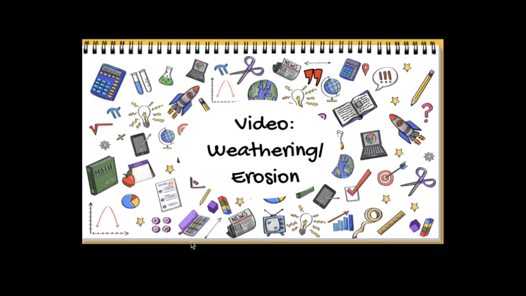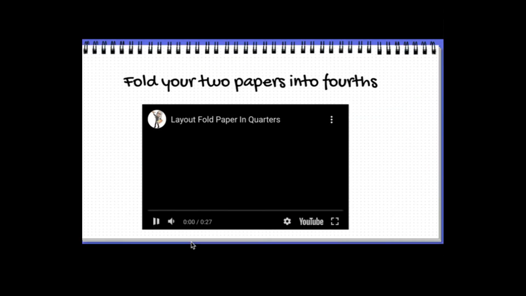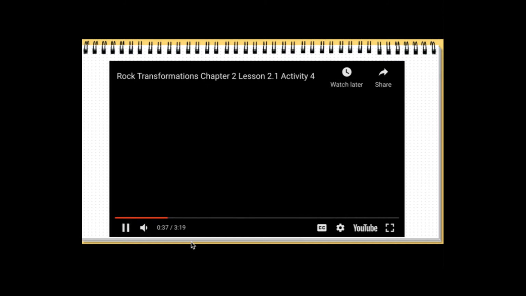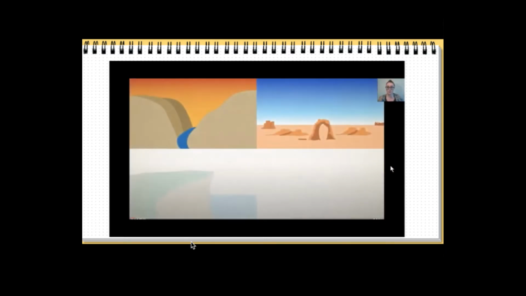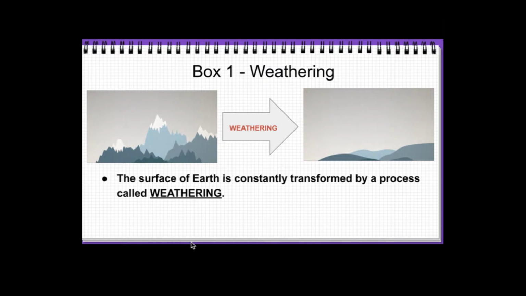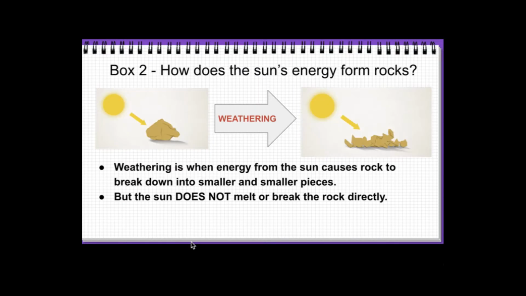So let's talk about weathering and erosion. Weathering: the surface of Earth is constantly being transformed by a process called weathering. Remember, weathering is breaking apart rocks into smaller and smaller pieces.